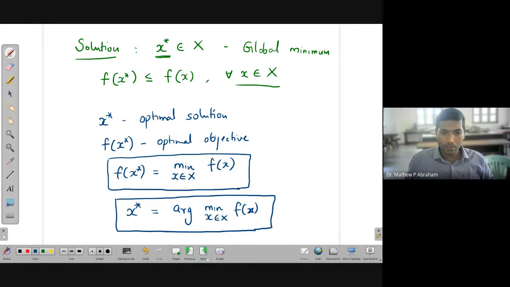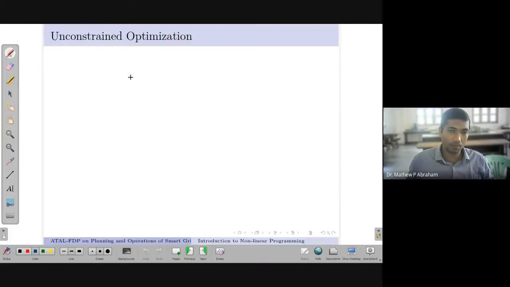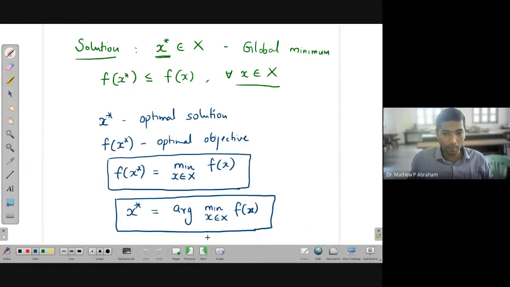Fine. So far it is very basic, very fundamental. Now we will move quickly into the unconstrained optimization problem. What is an unconstrained optimization problem? In the previous problem that I have written, we actually had a constraint, though I haven't mentioned it: small x can belong only to the set capital X. So this capital X is a constraint set, and this is a constraint.